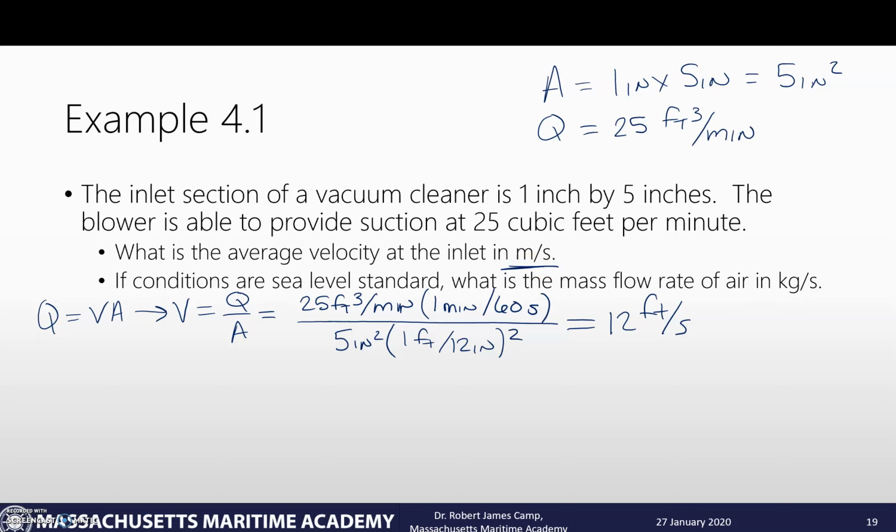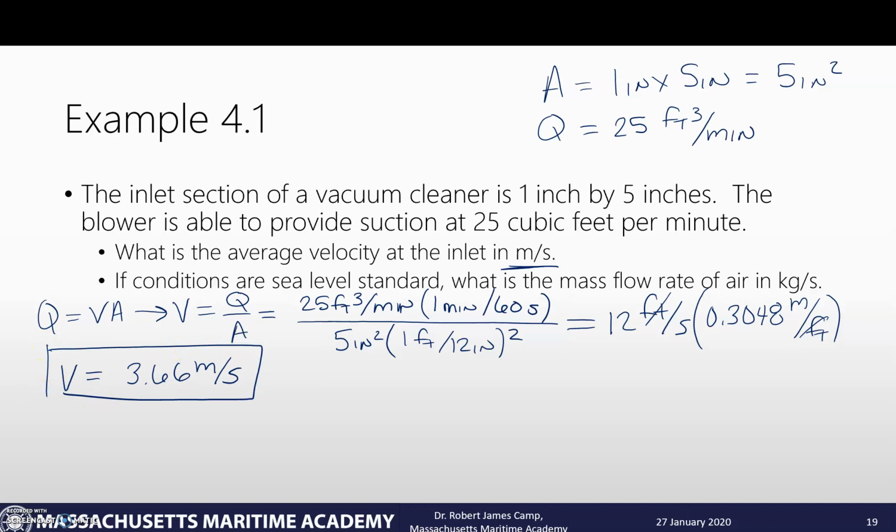So what do we do? We look up the conversion factor in our equation manual or our textbook, and we find that there are 0.3048 meters in every foot. When we do that calculation, feet will cancel, and we'll be left with meters per second. That gives us an average velocity of 3.66 meters per second.